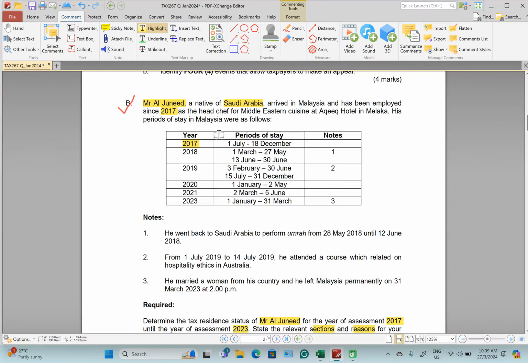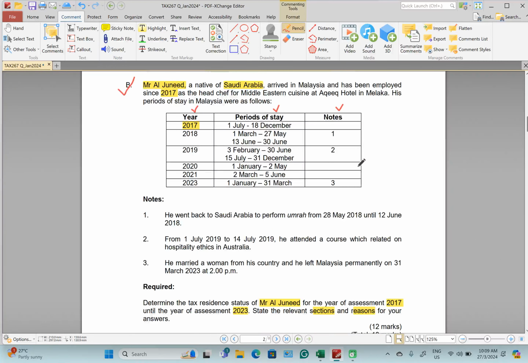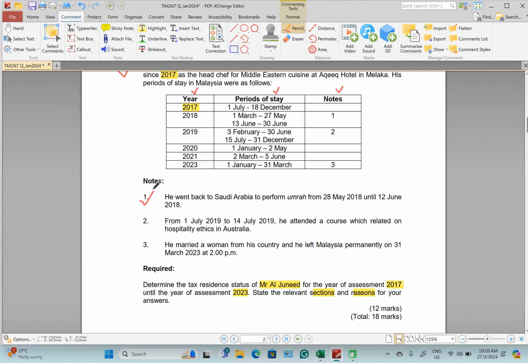Next, his period of stay in Malaysia were as follows. You are given a table with 3 columns. Column number 1 is year, column number 2 is periods of stay, column number 3 is notes. First, let us settle the notes. We have 3 notes. Normally, notes are TA, but you need to read and analyze the notes, and then decide whether it is TA or not TA.